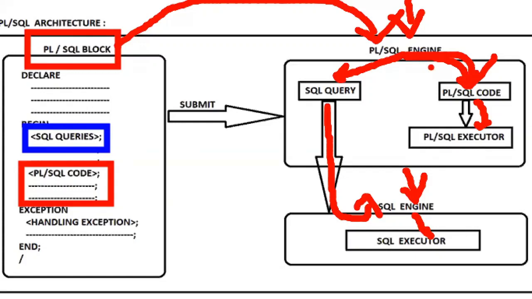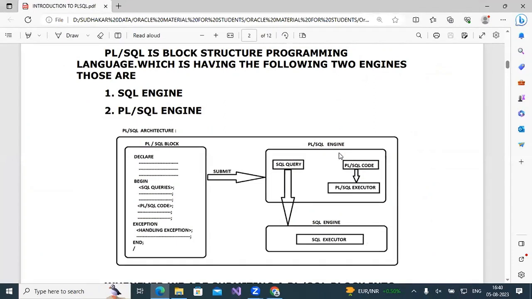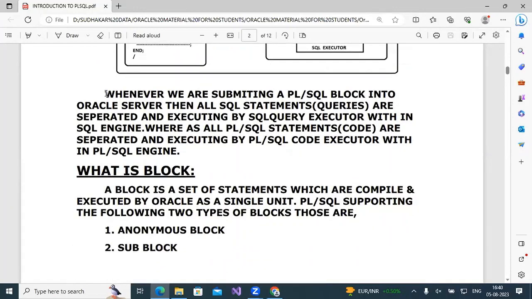So the PLSQL engine separates the PLSQL code and the SQL code, sends the SQL query to the SQL engine and the PLSQL code to the PLSQL engine. In the PLSQL engine, the PLSQL executor takes the responsibility to compile and execute your PLSQL code. And the SQL engine has the SQL executor to compile and execute the SQL code. So these are the two engines maintained by the server. By that reason, we can write SQL and we can write PLSQL. Both are internally compiled, executed, and the related outputs are sent. This is what we call the PLSQL engine and SQL engine.